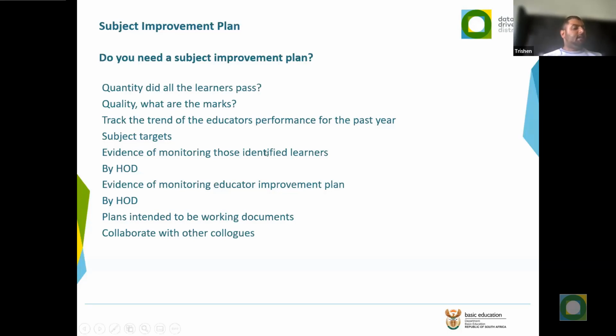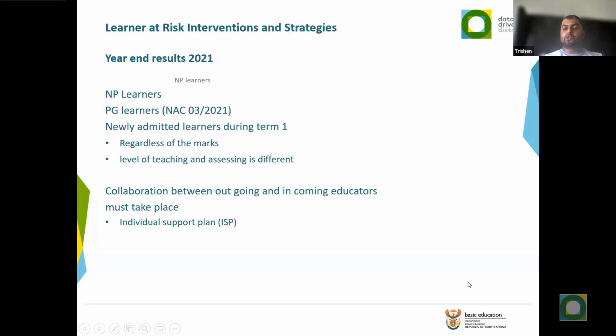So basically, what have we done today? We've identified 3 categories of learners at risk as of now. In fact, as of the beginning of 2022: the NP learners of 2021, the PG learners for whatever reason in 2021, and the newly admitted learners that come to your school during the course of term 1.